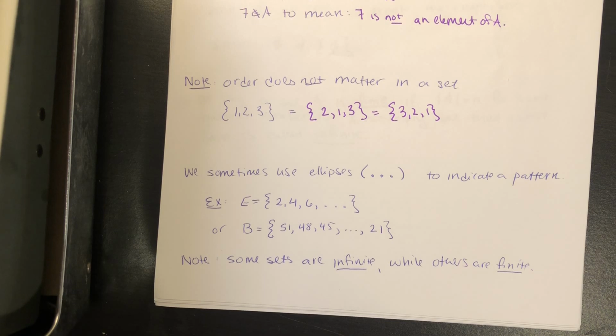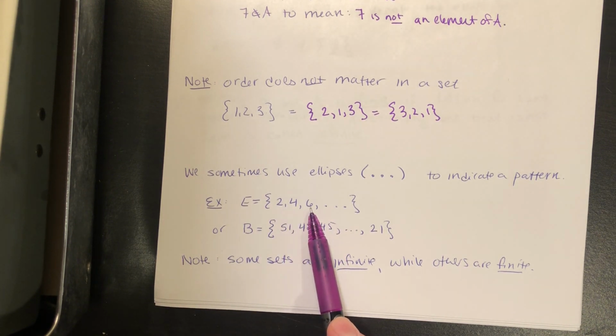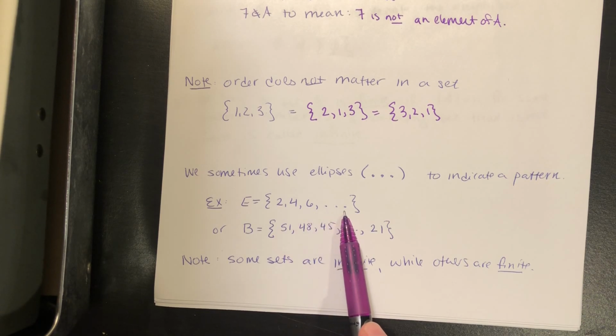So for instance, if you have the set, I'm calling it E, which consists of 2, 4, 6, ... that suggests to us that we're probably going to be continuing to increase by 2. Right? I went up by 2, I went up by 2 again, so I can guess that this is probably going to keep going up by 2. And since it doesn't end anywhere, I'm going to assume that it's just going to keep going forever.